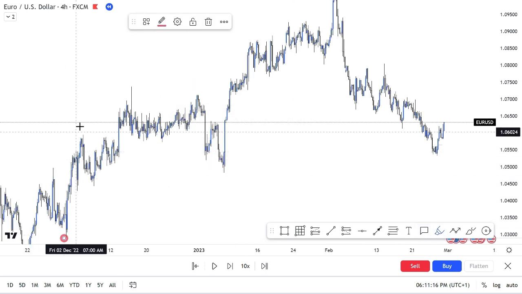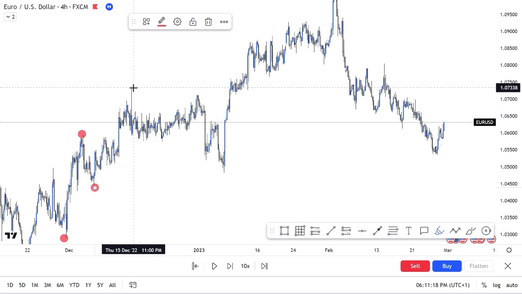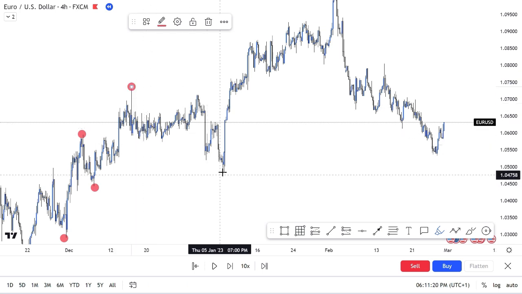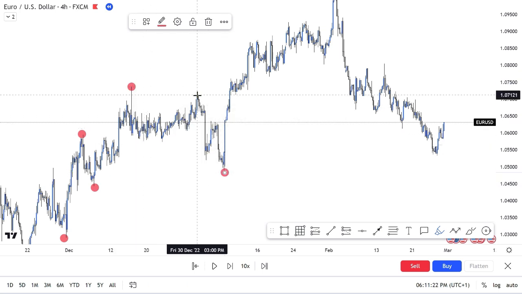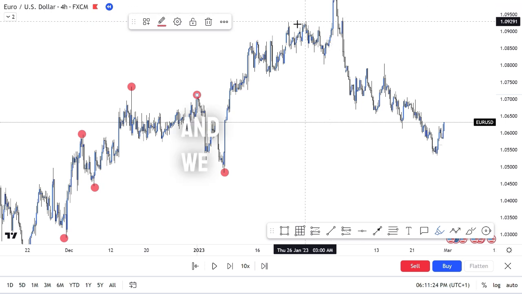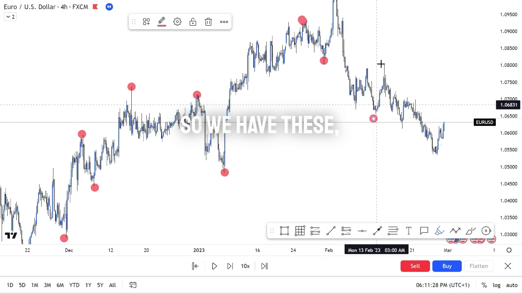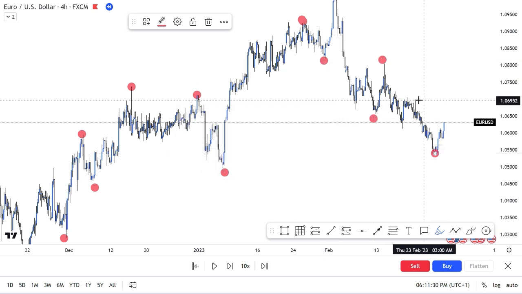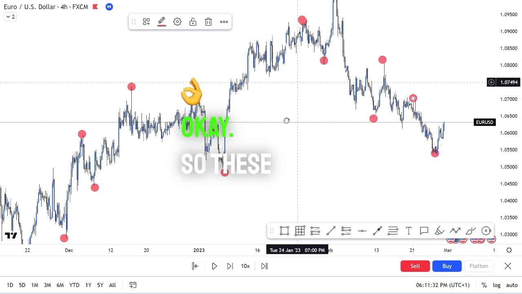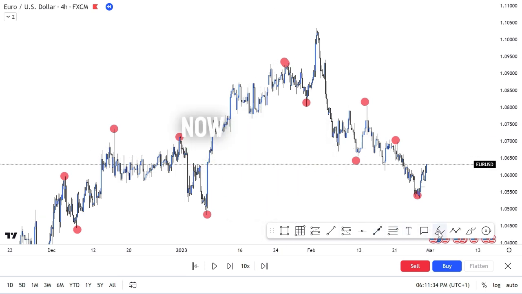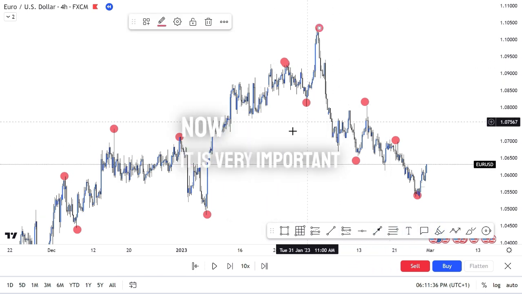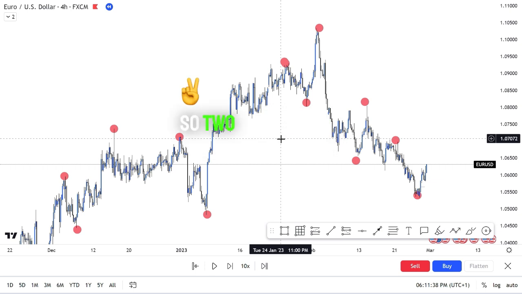So we have this, a swing point, and we have this, and we also have all of these as minor swing points. So we have this, and this as well. So these are swing points. Now, it is very important that you understand this on the time frame.